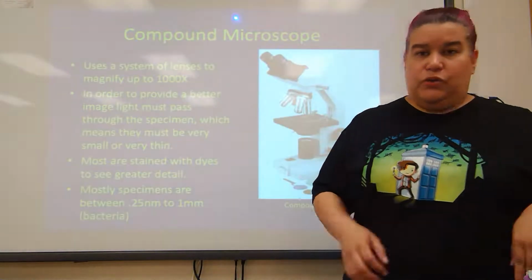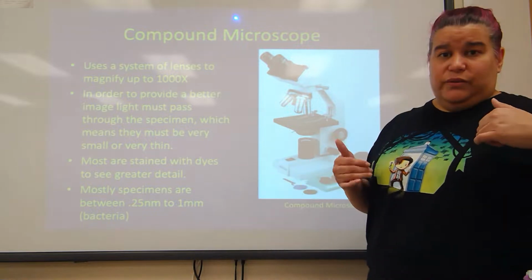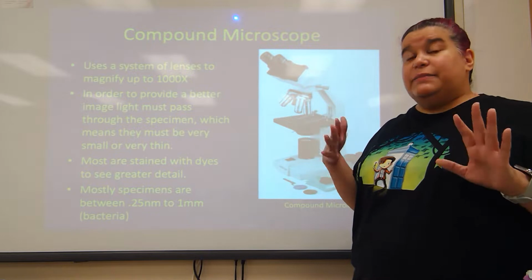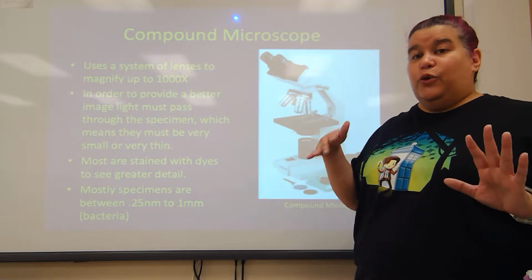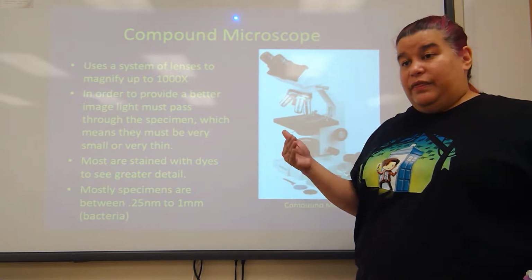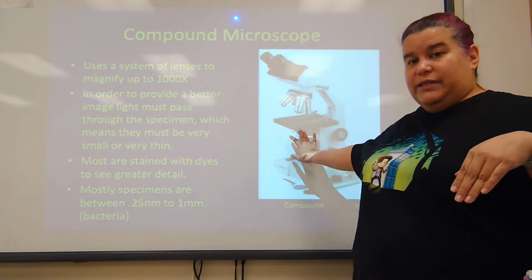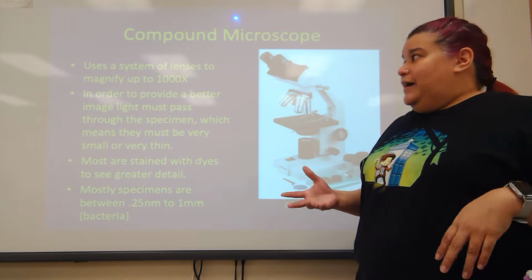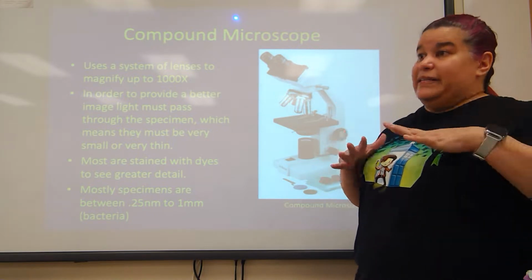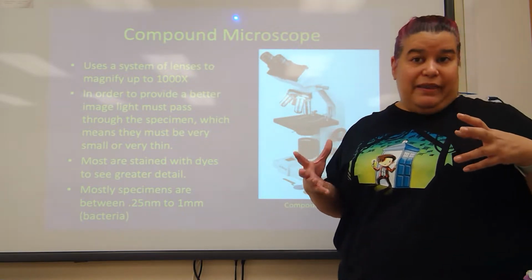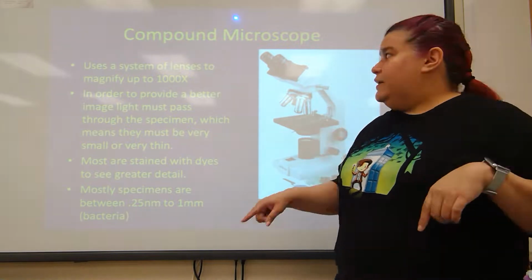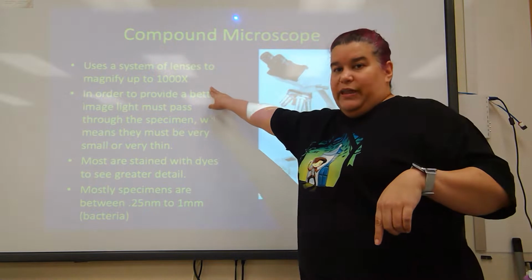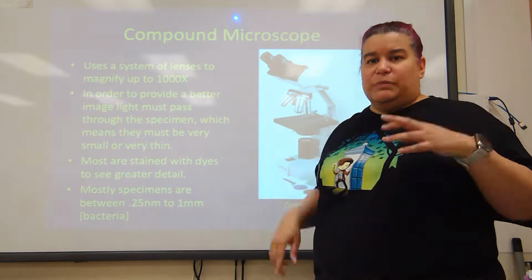Now, the compound scope. This is what we use, okay? It actually does use a system of lenses, usually two, to help to magnify what we're looking at on the stage itself. Okay, so this is the stage. This is where we put our slide. What that does is it basically magnifies something up to about 1,000 times what our naked eye can see. So our naked eye would be 1. That would be what our eyes see. It can go up to 1,000 times what our eye can see. That X just means times.